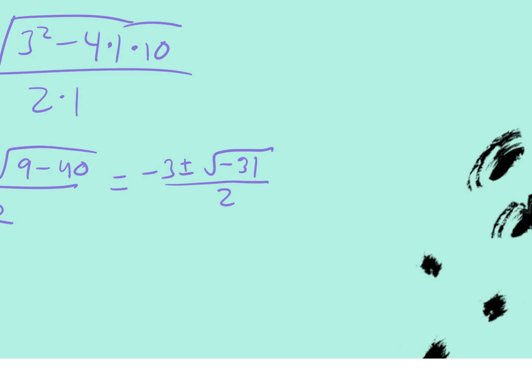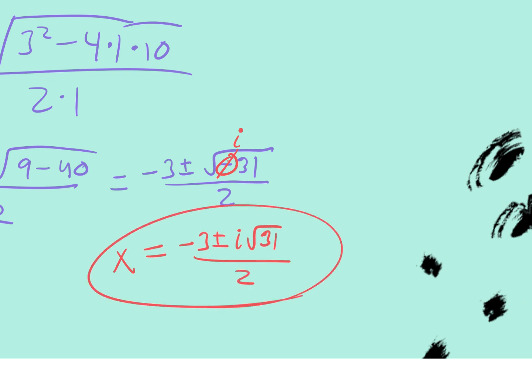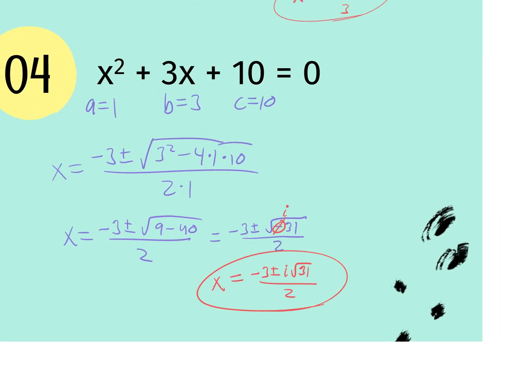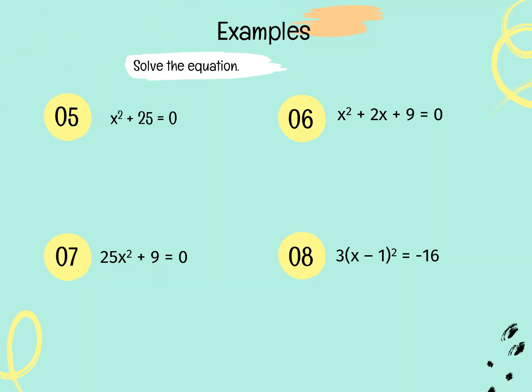All right, and then again, if you see a negative under the radical, replace it with an i. So our final answer, we should get x equals negative 3 plus or minus i square root of 31 divided by 2. And then there's your answer. There's nothing more you can do to it. 31 doesn't simplify. All right, so that's it for that problem. All right, let's keep going.